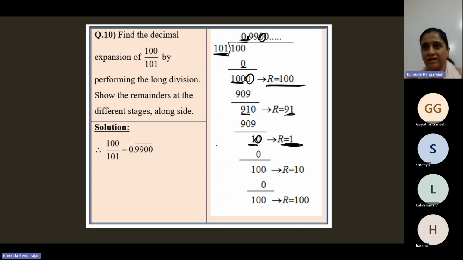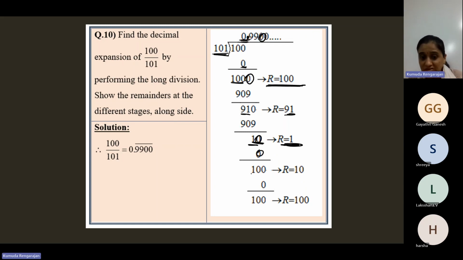101 into 1 is 101. But you have only 10 with you. So 101 into 0 is 0. If you can't even put 1, we feel 1 is the smallest number you can write in the quotient. No, 0 is the smallest number you can write in the quotient. If 1 is big, then 0 will fit. So 101 into 0 is 0.